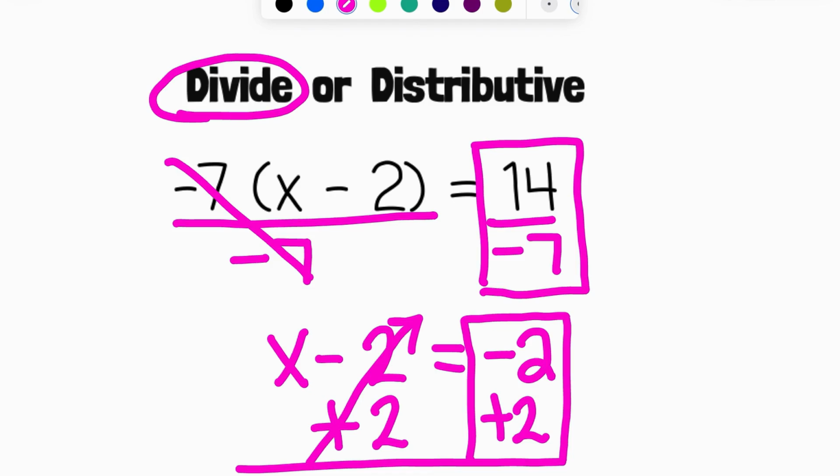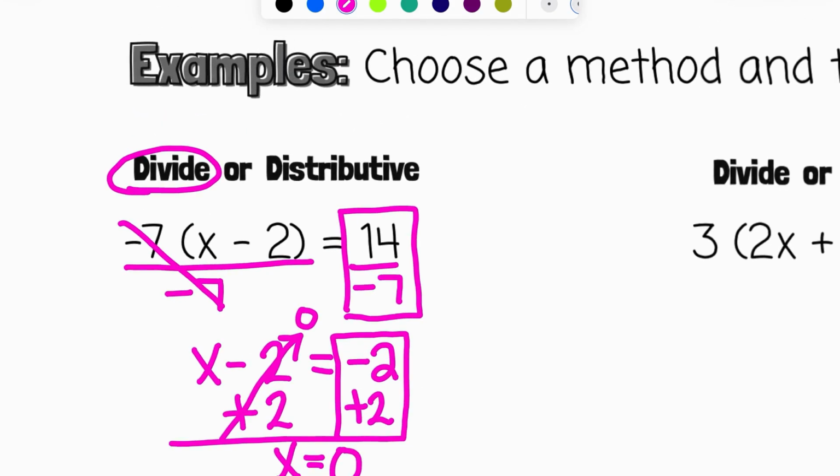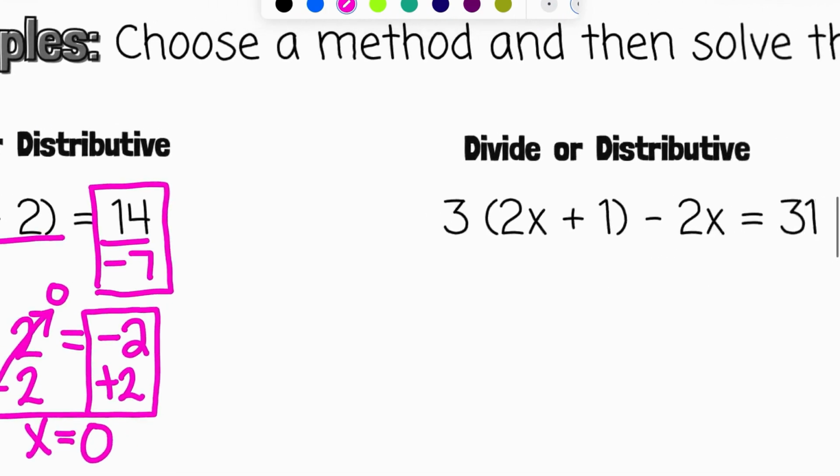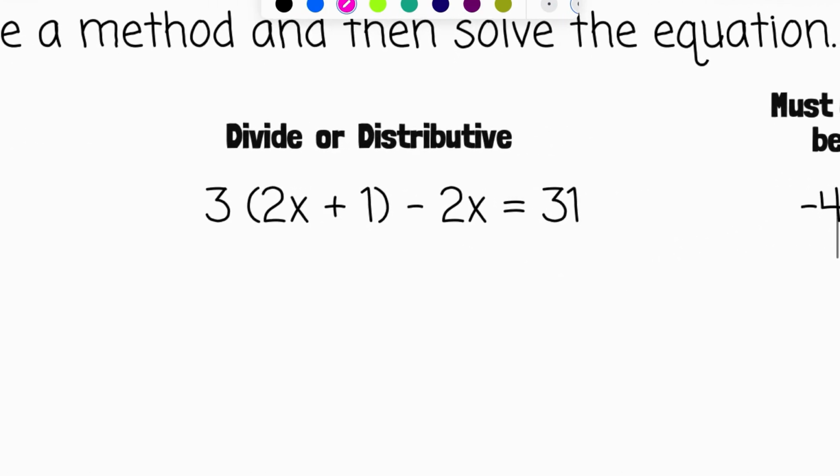Negative 2 plus 2 is a 0 pair, so I have x equals. Now, when you calculate this box, we also have negative 2 plus 2, which is also 0. So my answer here is x equals 0. That tends to bother some people when they get 0. They think that they got the answer wrong, but 0 is a number and it is a valid answer.